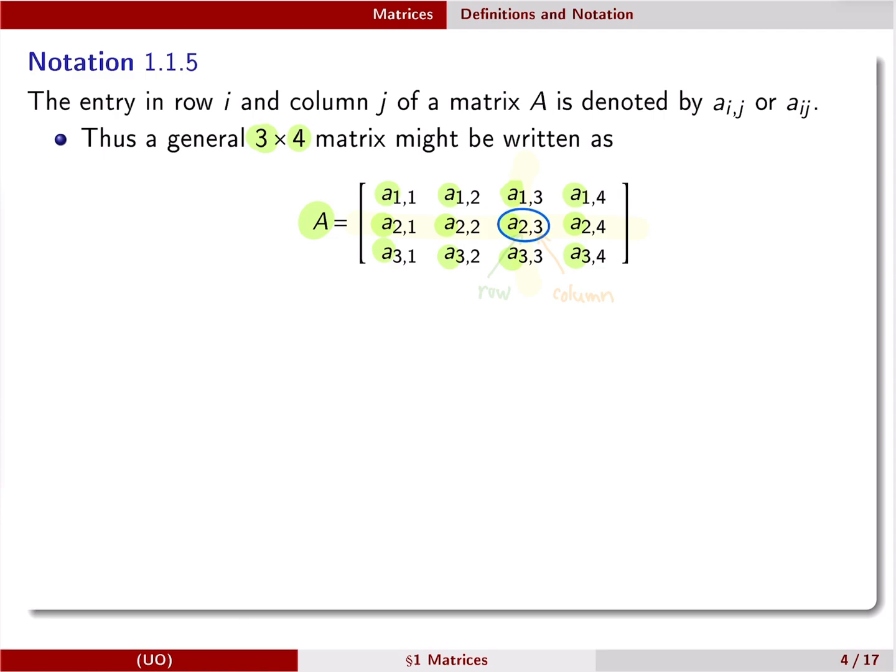Like here we go. Boom. Okay, so that is the entry on the second row, third column. So A sub 2 3. So the 2 is for the row number and the 3 is for the column number.